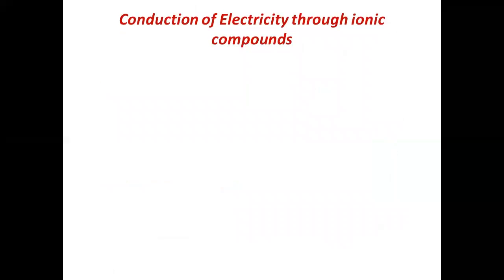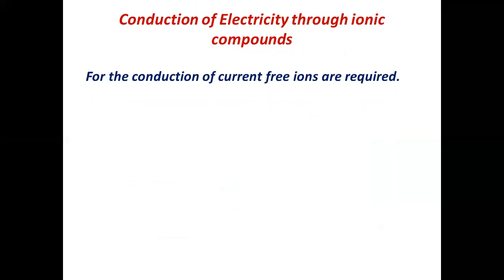Then the next topic is about the conduction of electricity through ionic compounds. As you know, if compounds contain ionic bonds, they are called ionic compounds, and ionic compounds are made up of ions. For the conduction of current, the important thing is free ions. If free ions are present in a compound, then that compound will be able to conduct electric current. If free ions are not present, that compound is unable to conduct electric current. So the presence of free ions is compulsory.